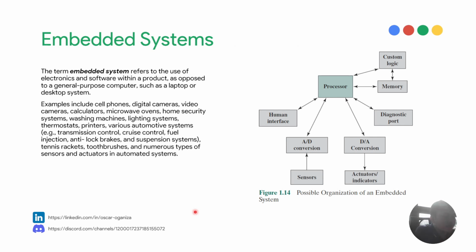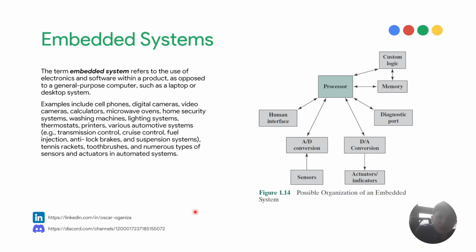Again, before we end this presentation, here's the recap. So today we were able to tackle embedded systems, wherein this refers to the electronics and software within a product. For example, cell phones. We also have here security systems, calculators. These embedded systems have their own firmware software embedded. That's the idea behind it.